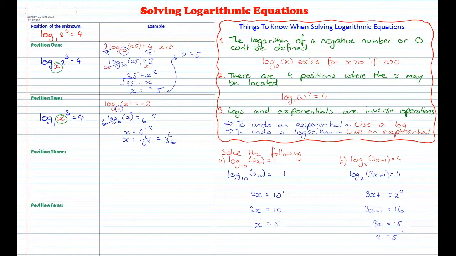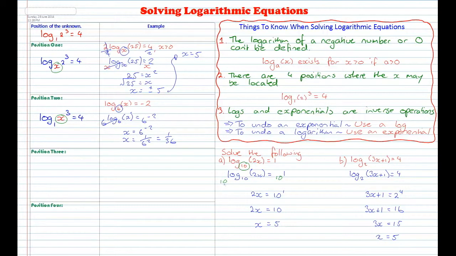Alright, so welcome back. Now if we have a look at the very first example where we've got log base 10 of 2x is equal to 1, what we need to recognise is that the x is part of the log here, so in order to undo it, we need to look at the 10, as you can see here, and use an exponential in order to undo the log. So we're going to do base 10 here and base 10 here.